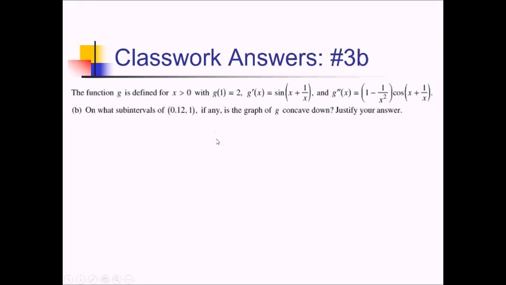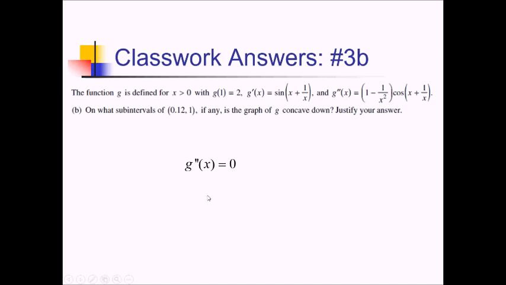For this problem part here, we want to know on what interval between 0.12 and 1 the graph of g is concave down. Justify our answer. Well, concave down, we're talking about where g double prime is negative. And since we have the function for g double prime, let's graph this out and see what we're dealing with. Now, to figure out where g double prime is negative, it would help to at least know where g double prime equals 0. That'll give me some numbers that I can write some intervals with.